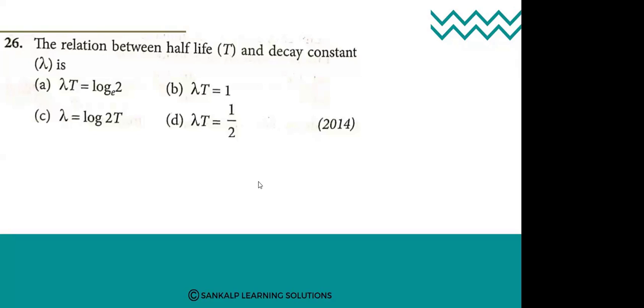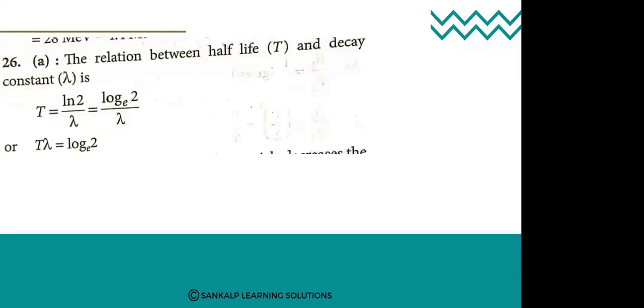A is the right answer. So we have the T half is equal to ln of 2 by lambda. So ln of 2 can be written as log of 2 upon lambda. That is T into lambda divided by log of 2. So option A is the right answer.